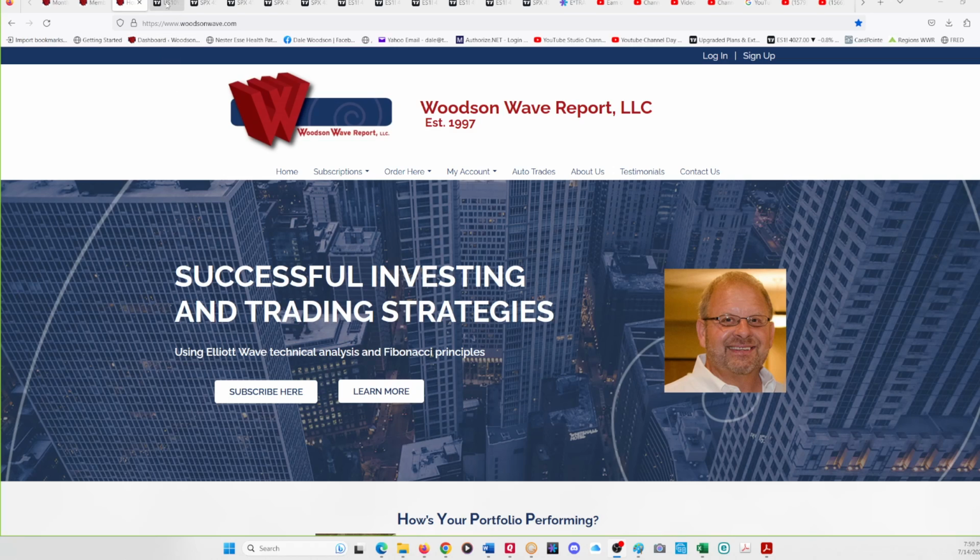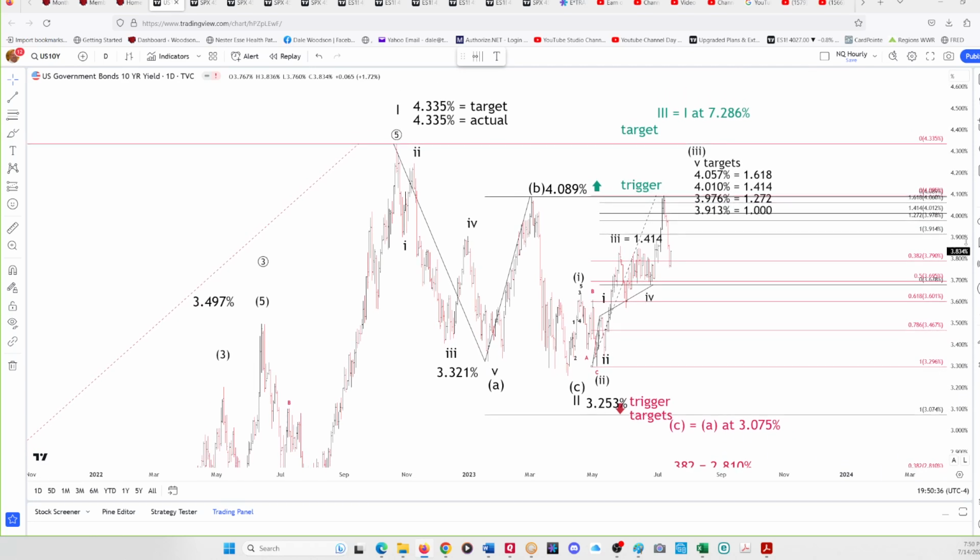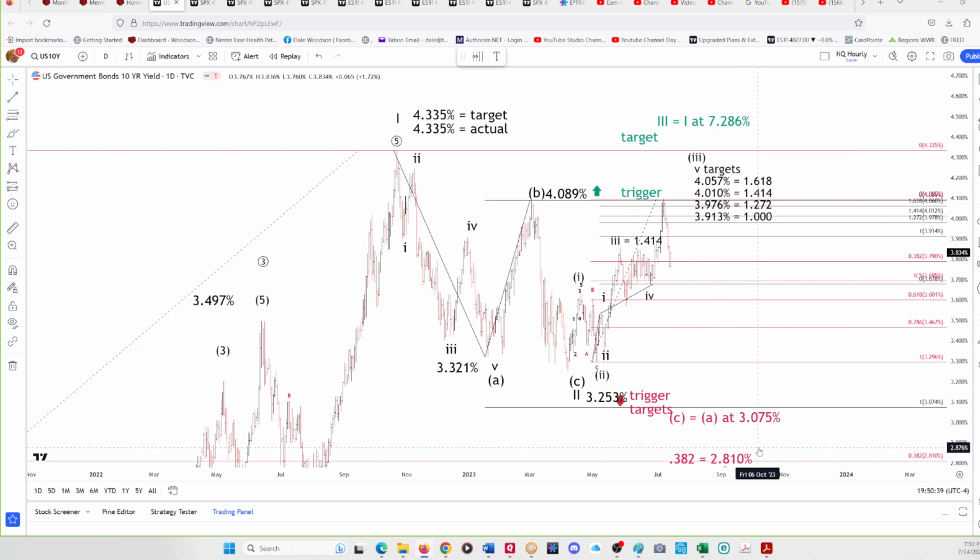Okay, I want to start with the US 10-year because there's some interesting things going on. We're looking at a daily chart. This is 5 waves up from the March 2020 low. It was under 1%. It went to 4.335. That was one up. We had an A down here, a B up here, and a C down here. You can see that was 3.253%. C equaled A lower at 3.075, and the 0.382 is even lower than that at 2.810.